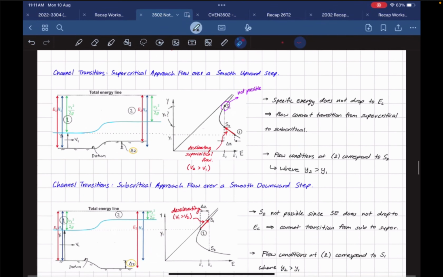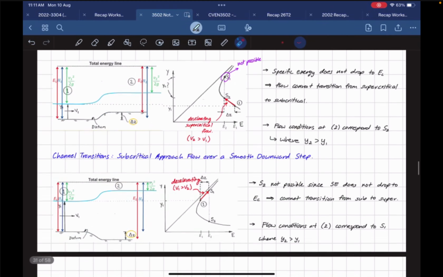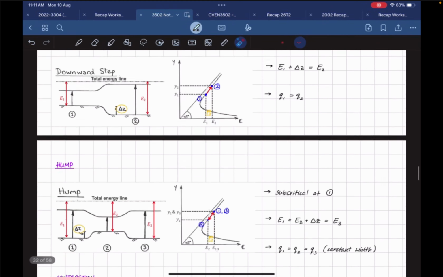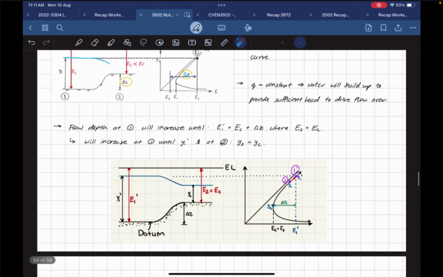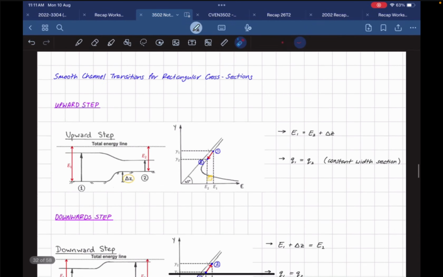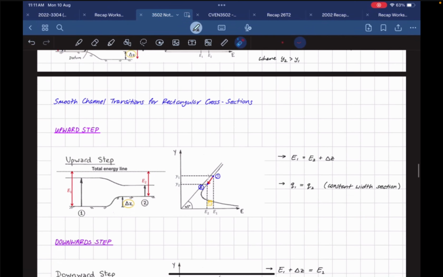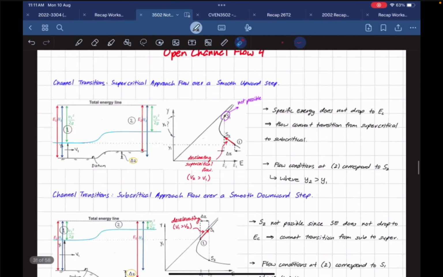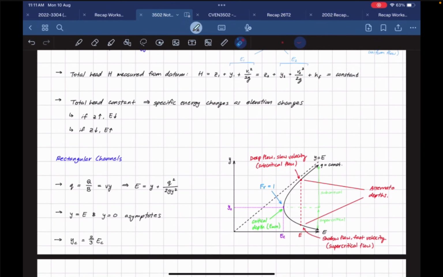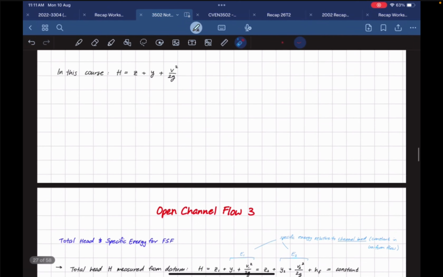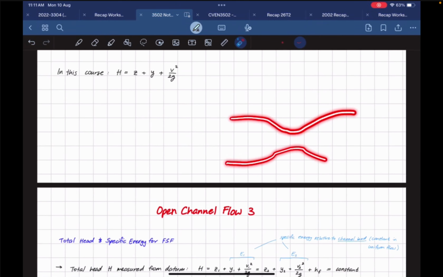So this is where channel transitions come into play. When you're transitioning from supercritical, there are steps, humps, contractions, all that kind of stuff. There are different methods essentially, or different key values that you're going to need to know. One thing to know, by the way, for specific energy: let's say I've got a cross section like this. So this is with a contraction.